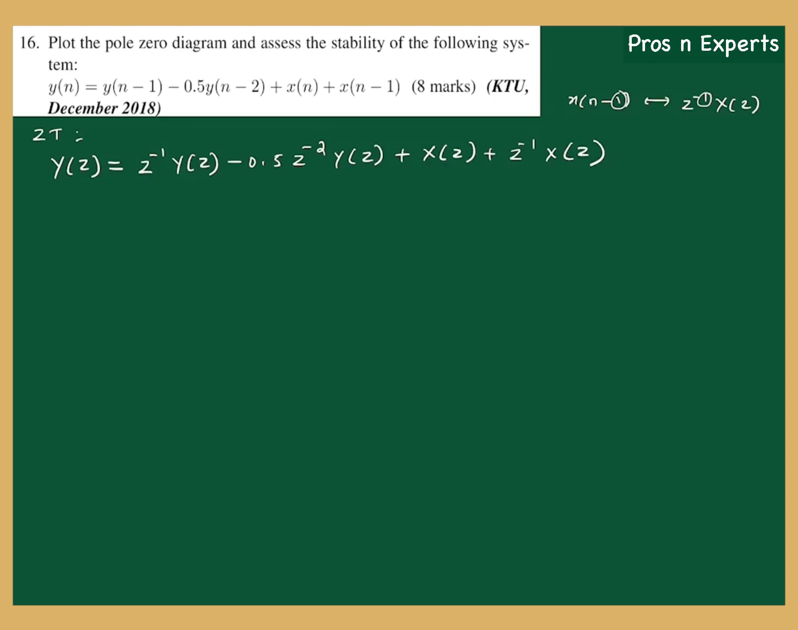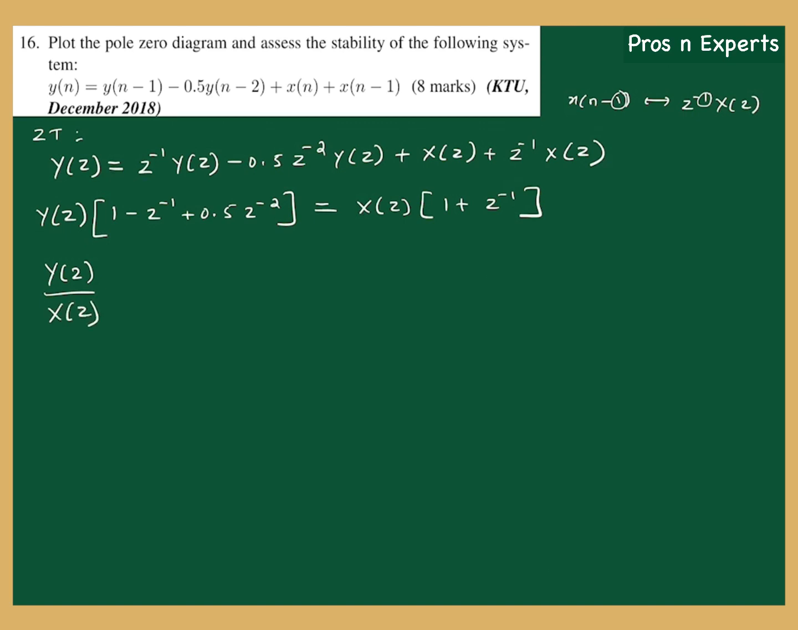Now what we have to do is arrange all the Y(z) terms on one side. So Y(z) into 1 minus z inverse plus 0.5 z inverse squared is equal to X(z) into 1 plus z inverse. Now the transfer function is given by Y(z) by X(z), output transform by input transform. That is, your transfer function H(z) is equal to 1 plus z inverse divided by 1 minus z inverse plus 0.5 z inverse squared.